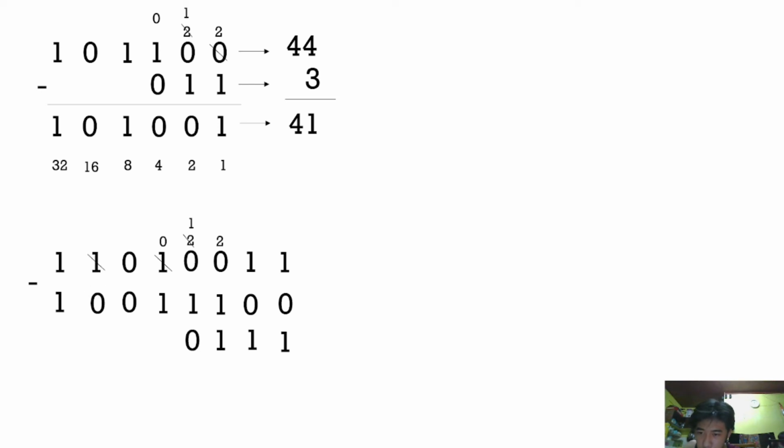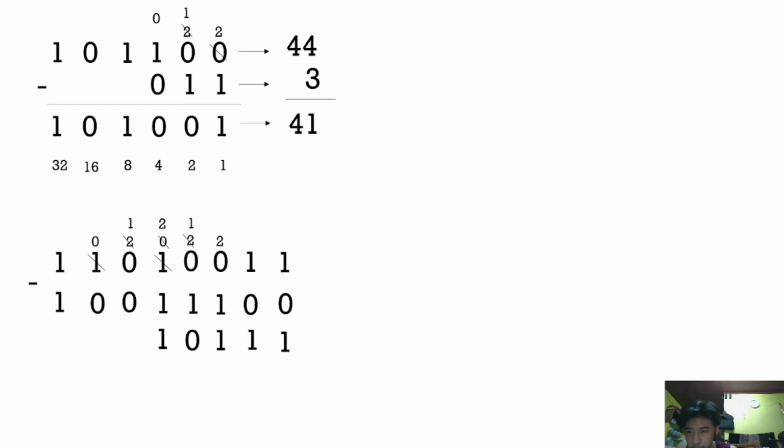Next, we see that the borrowing digit is 0, so we need to distribute again. The 1 becomes 0 and the 0 becomes 2. But to the right is 0, 2, so we cancel out the 2. It becomes 1 and the 0 becomes 2. So we can solve it.